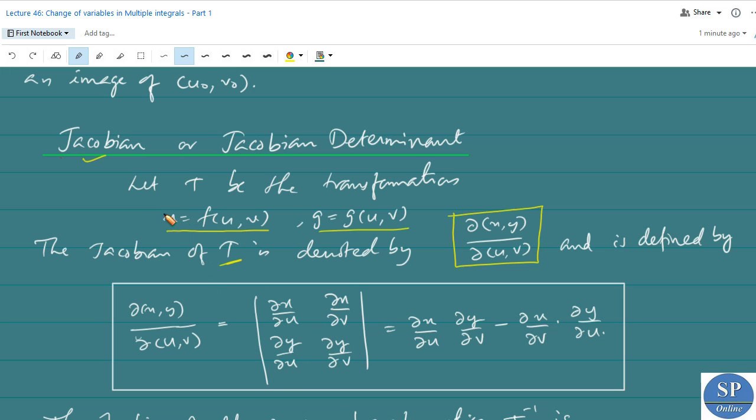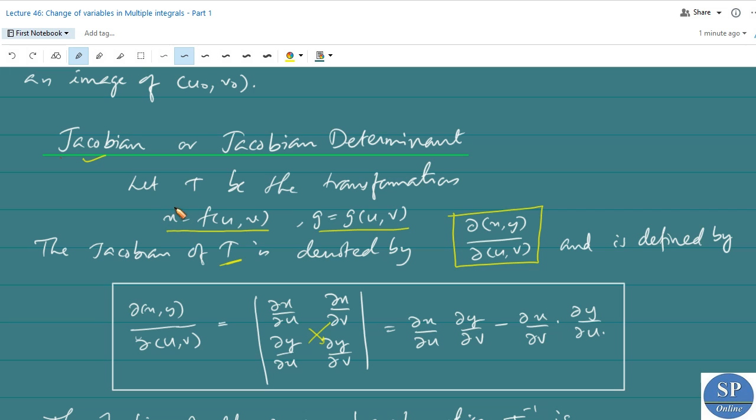That is, for a transformation T which is x equal to f of u v, y equal to g of u v, the Jacobian is denoted by this and is defined by that determinant, which is nothing but dou x by dou u into dou y by dou v minus dou x by dou v into dou y by dou u. So this determinant is called the Jacobian of this transformation T.